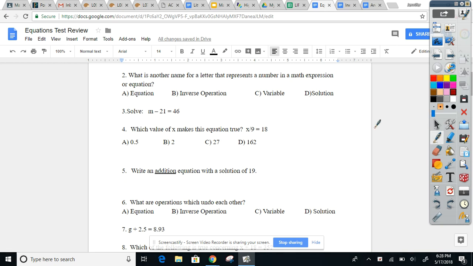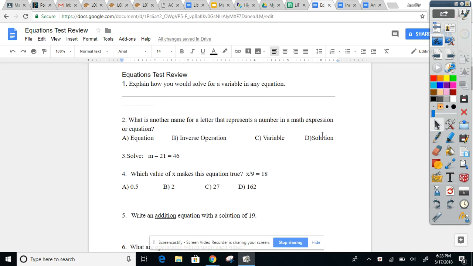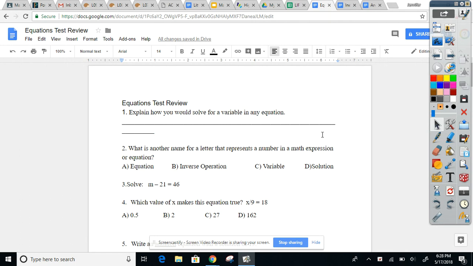Alright guys, so we're going to be talking about equations. So this is going to be a review of equations. It says explain how you would solve for a variable in an equation. Okay, so we know that a variable stands for the unknown, is a letter that we use when we don't know something. And so when we want to explain how to solve for a variable, our goal is to get the variable by itself. So we have 2x equals 6.